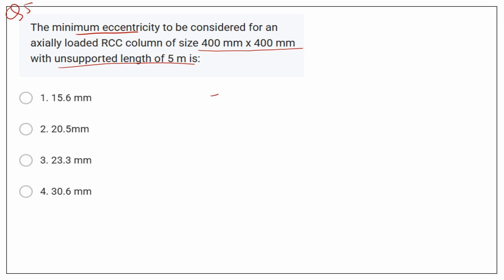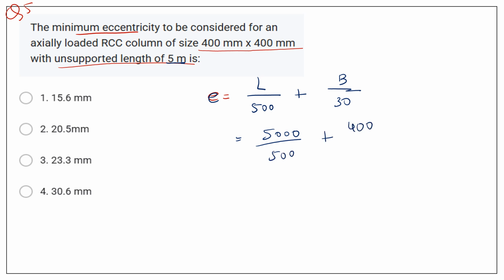So for minimum eccentricity, the formula is unsupported length divided by 500 plus the size of beam divided by 30. Here the unsupported length is given in meters, so convert into mm: 5000 mm divided by 500 plus 400 divided by 30. So this value is nearly equal to 23.3 mm. So this is the minimum eccentricity. So here the third option is correct.